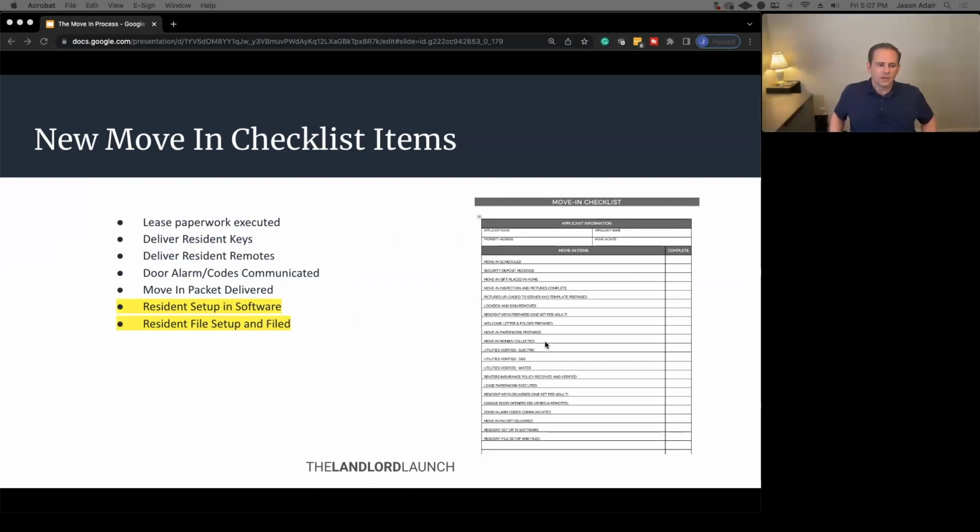Last two steps on here. Set the resident up in the software. Now, if you're not using the software, that's okay. Not a big deal. I would recommend keeping a tenant ledger though, so you can show all your payments, all your charges, all the charges to the tenant and all the payments that you receive against the charges.